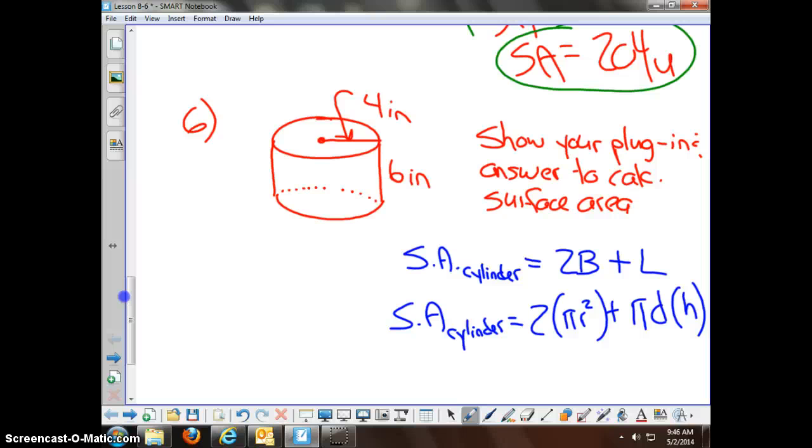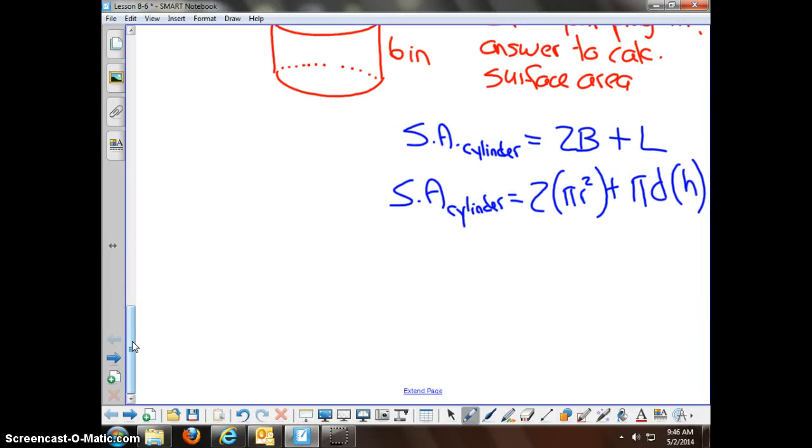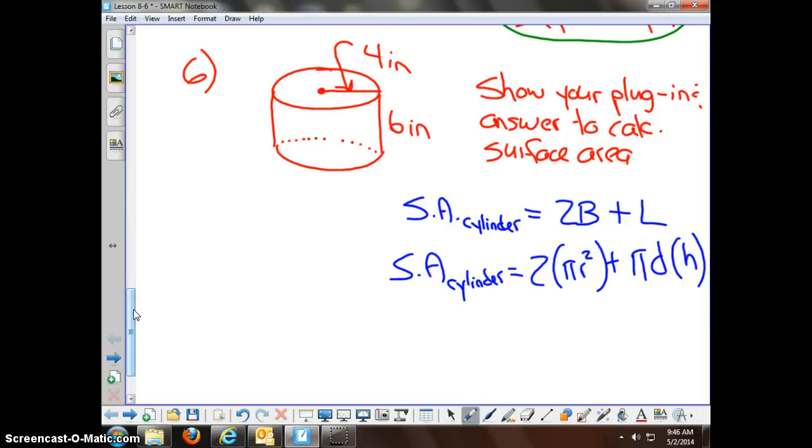2 pi rh, because the diameter is really just twice the radius, right? So we can go either way, but we'll just stick with this. So back to our problem then. Let's do a plug-in and an answer, as I asked you to do for number 6. Can somebody give me the information using the surface area formula for a cylinder?